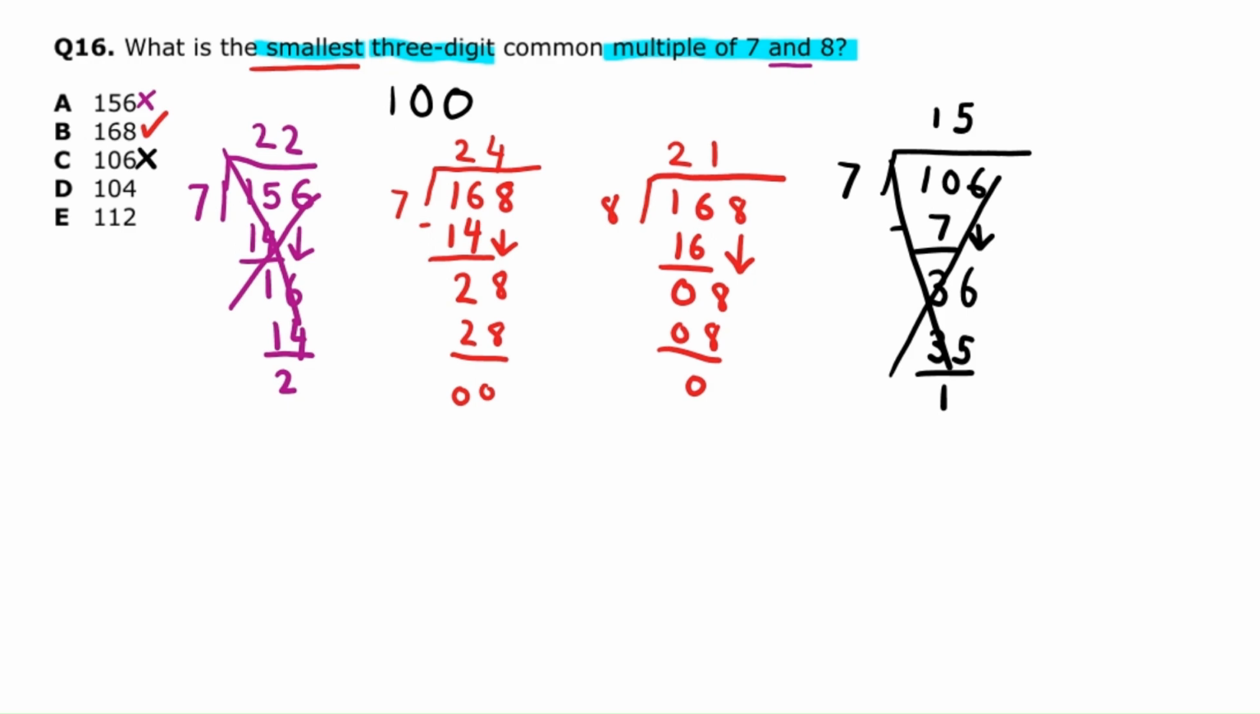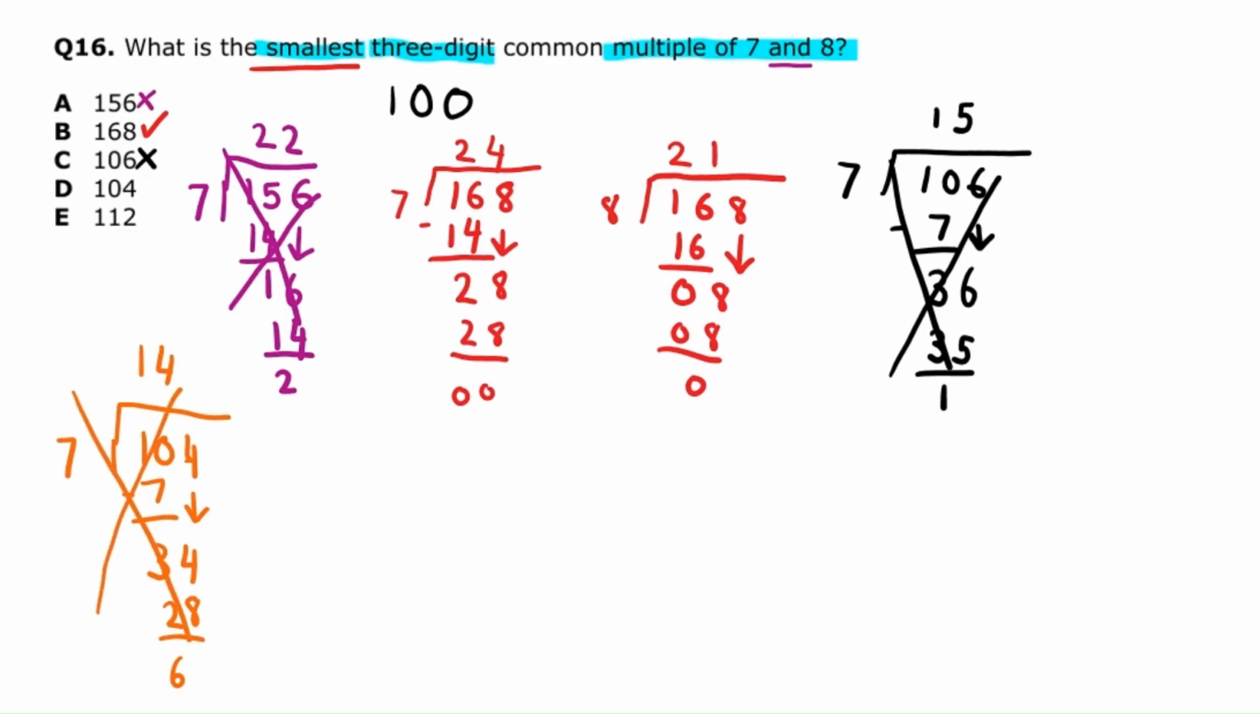So now we're going to divide 104 by 7. 7 times 1 equals 7. 10 minus 7 equals 3. 4 comes down, 34. 7 times 4 equals 28. And there's a remainder of 6. And we know that 7 can't go into 6. That's why we also know that this calculation cannot be correct.